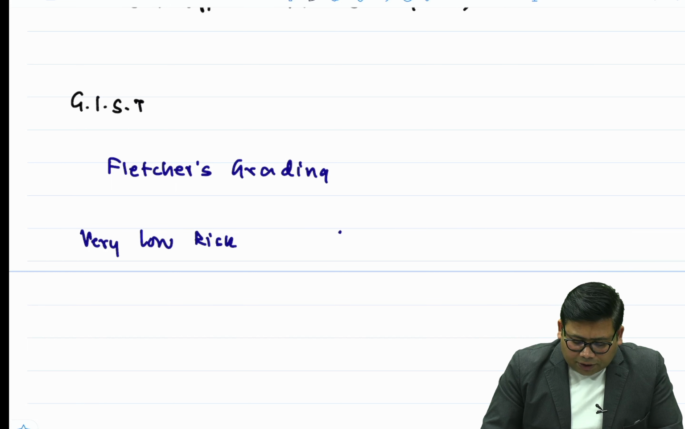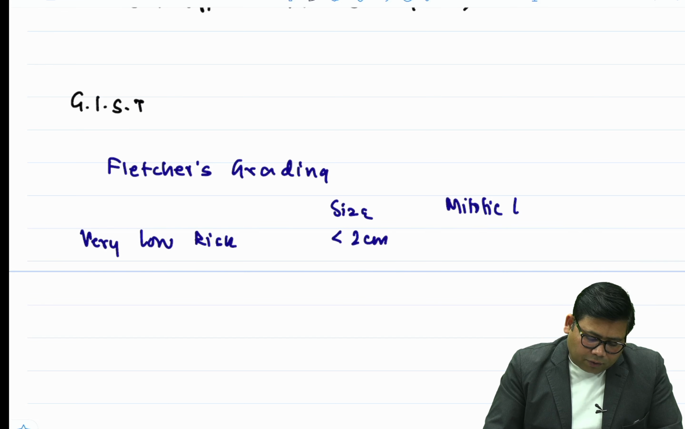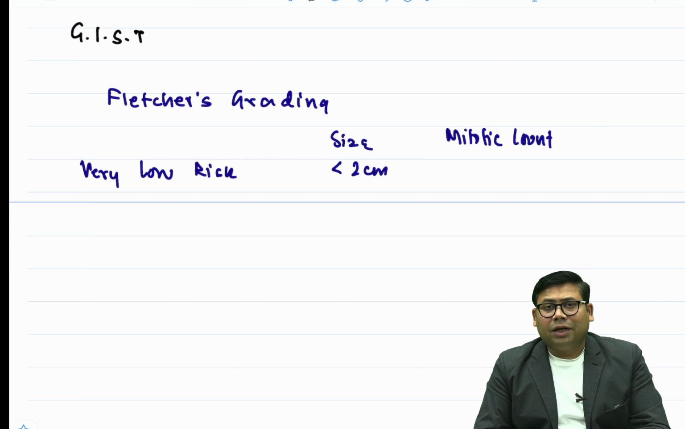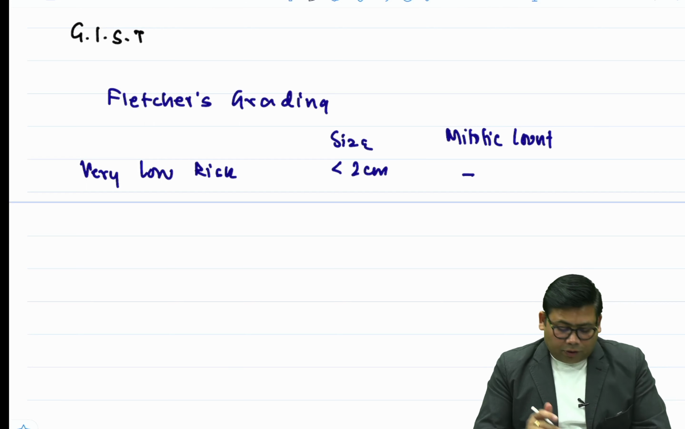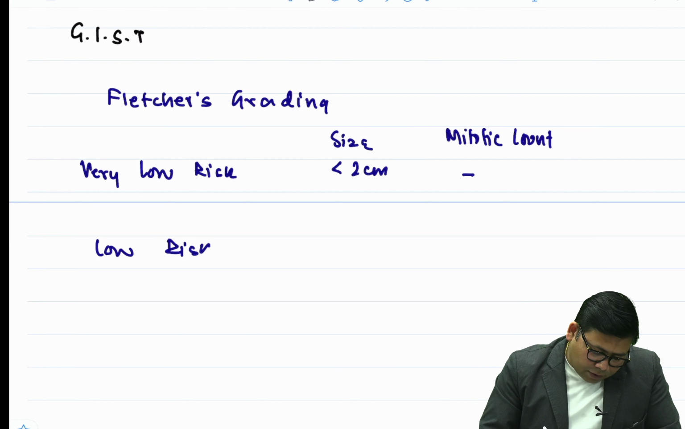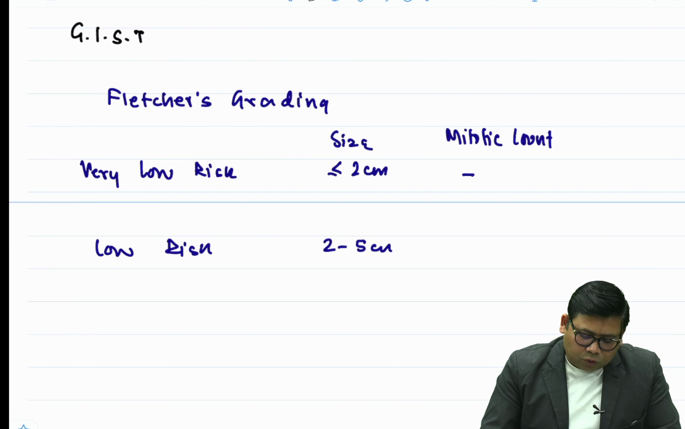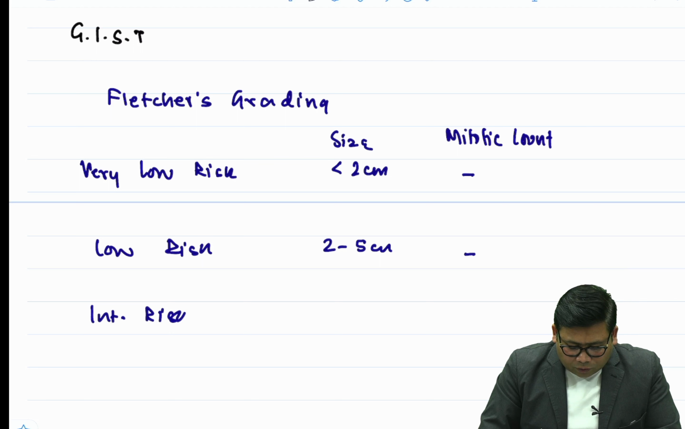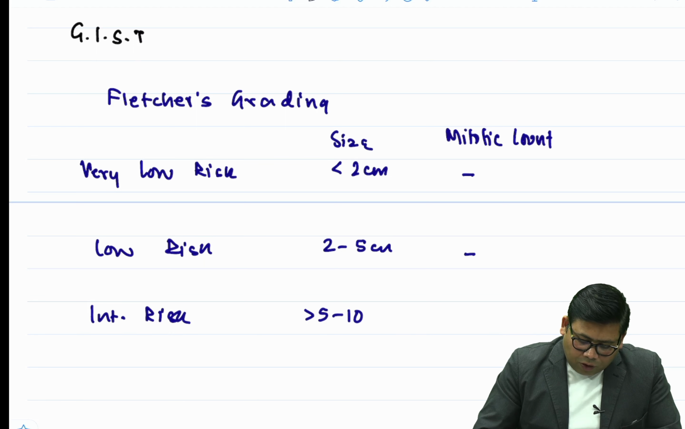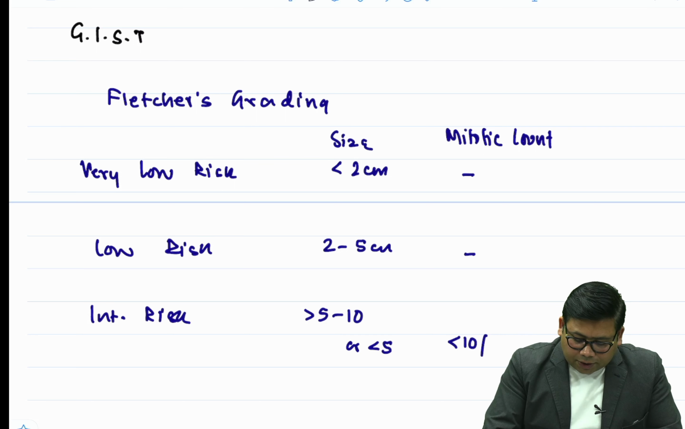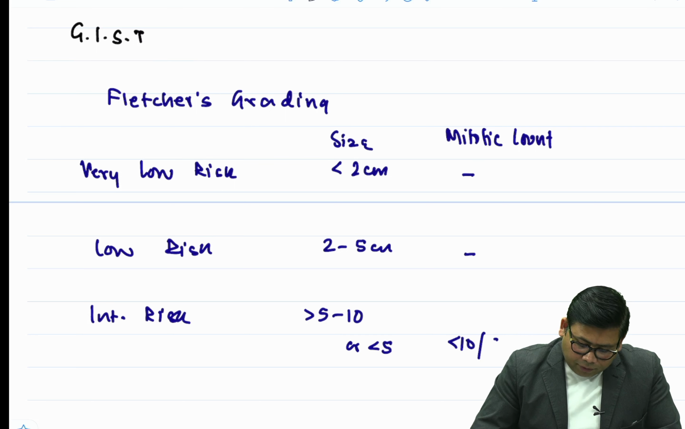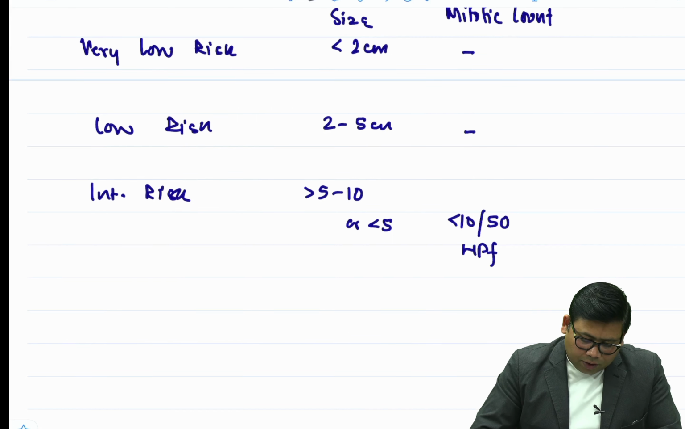This is how we see very low risk tumors. They are the ones with size less than 2 centimeter and 0 mitotic count, no mitotic count detected. Size and mitotic count is very important. Then low risk is 2 to 5 centimeter tumors without any mitotic count. Intermediate risk has 2 criteria: more than 5 up to 10, or less than 5 with less than 10 per 50 high power field mitotic count.